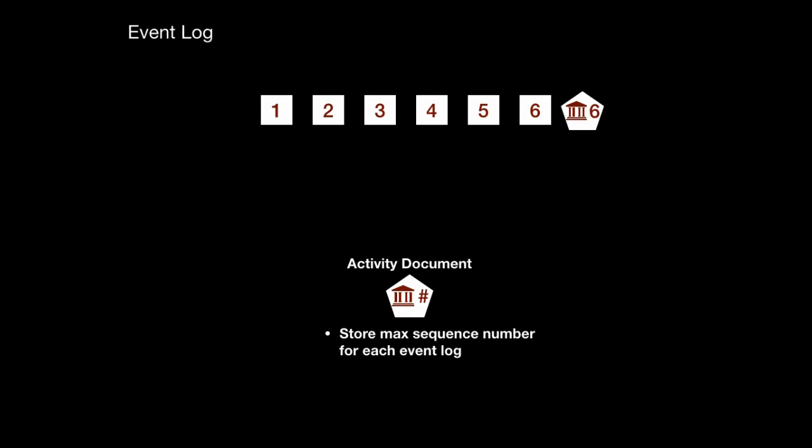Now, how do you know that 6 is the max sequence number? Well, we keep track of that in a separate document. That's the activity document. And this is a counter that gets incremented in an atomic fashion. Callers that are incrementing the counter will never receive the same number. And once they get that number, they use that to save and persist the document.